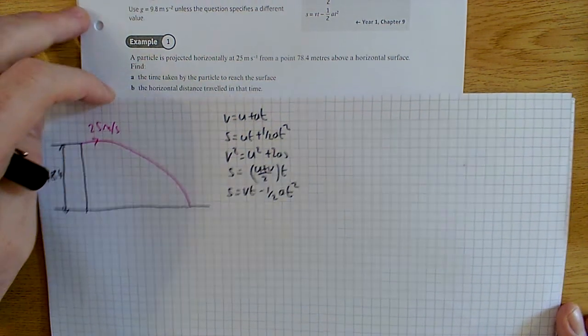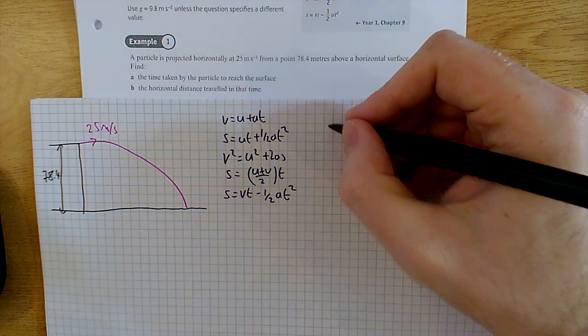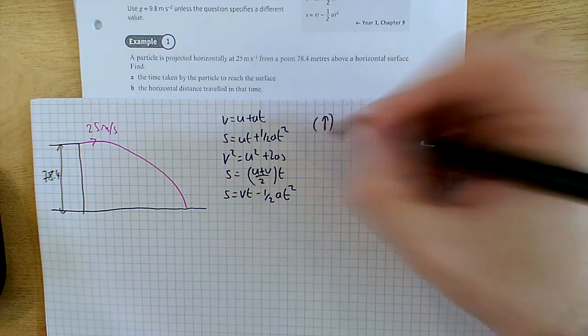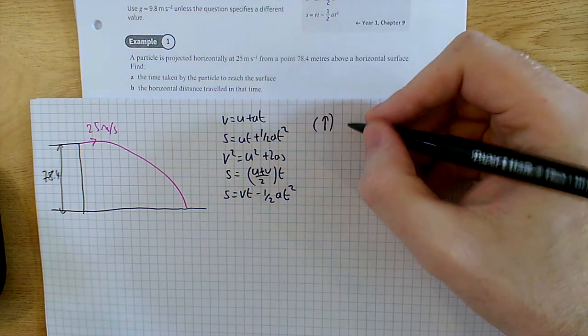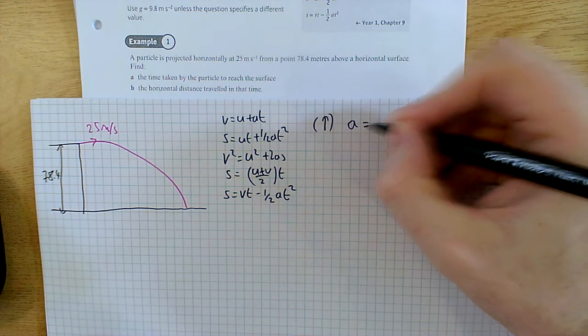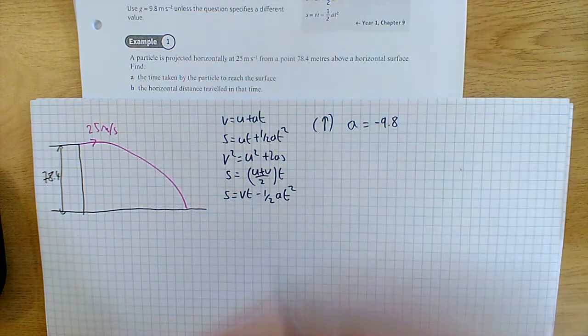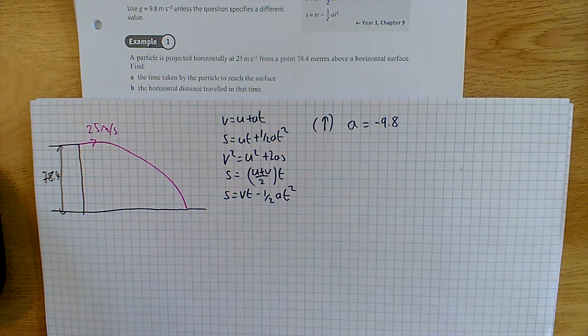There's also a couple of base assumptions. The first one is for vertical motion, because we're going to split it into vertical and horizontal motion and think of them as separate elements of the movement. When we're talking about moving vertically, acceleration will always be minus 9.8. We did this in Year 12. It's because gravity causes every object to accelerate downwards at 9.8 meters per second squared.